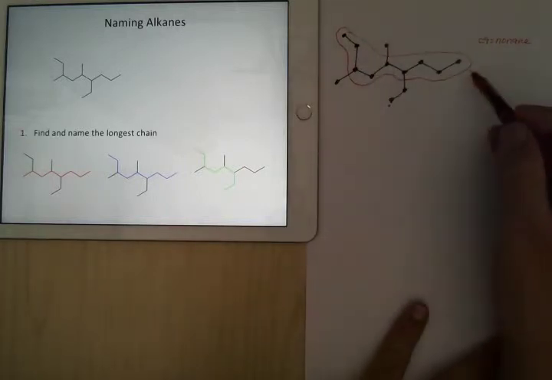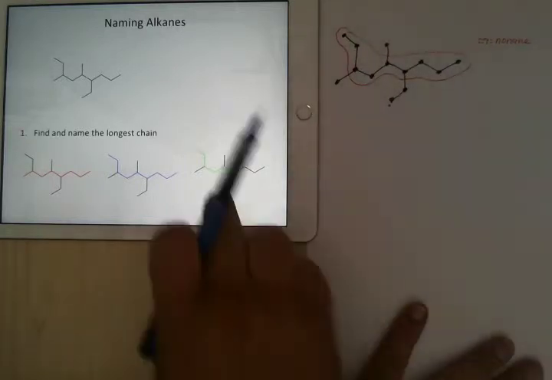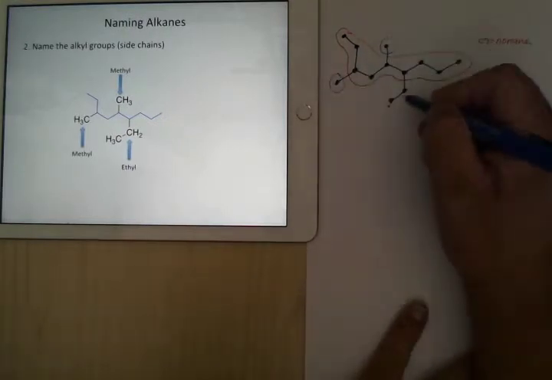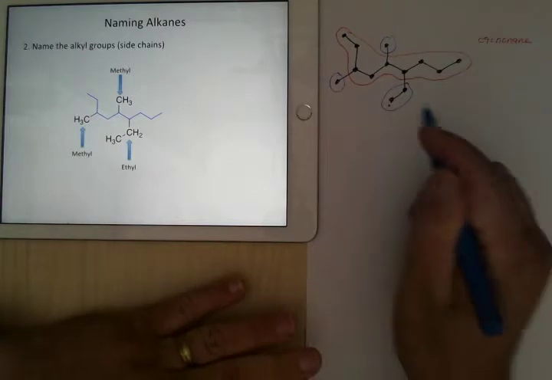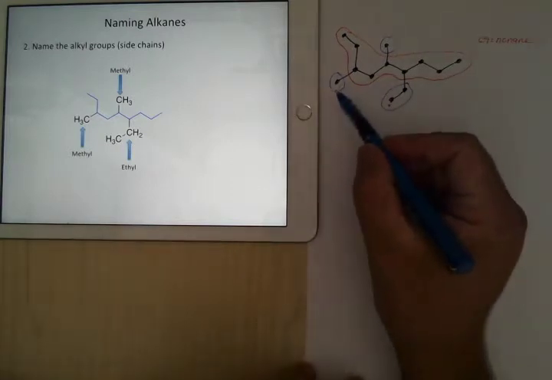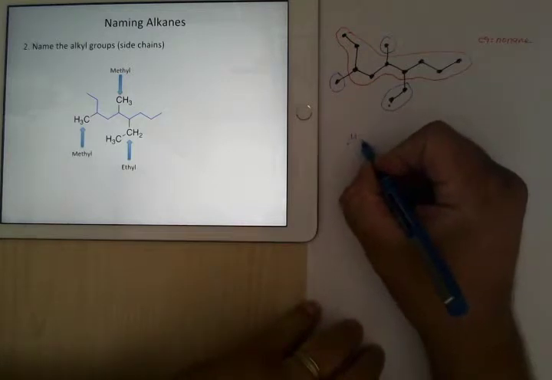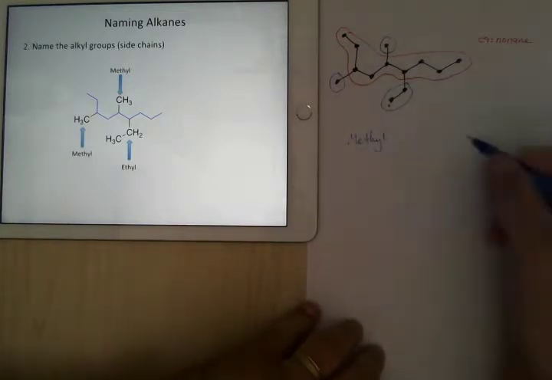So we've named those 9 carbons. The side chains are going to be this one and this one. A 1-carbon side chain would be methane, but we're going to name it methyl. Same with this one.